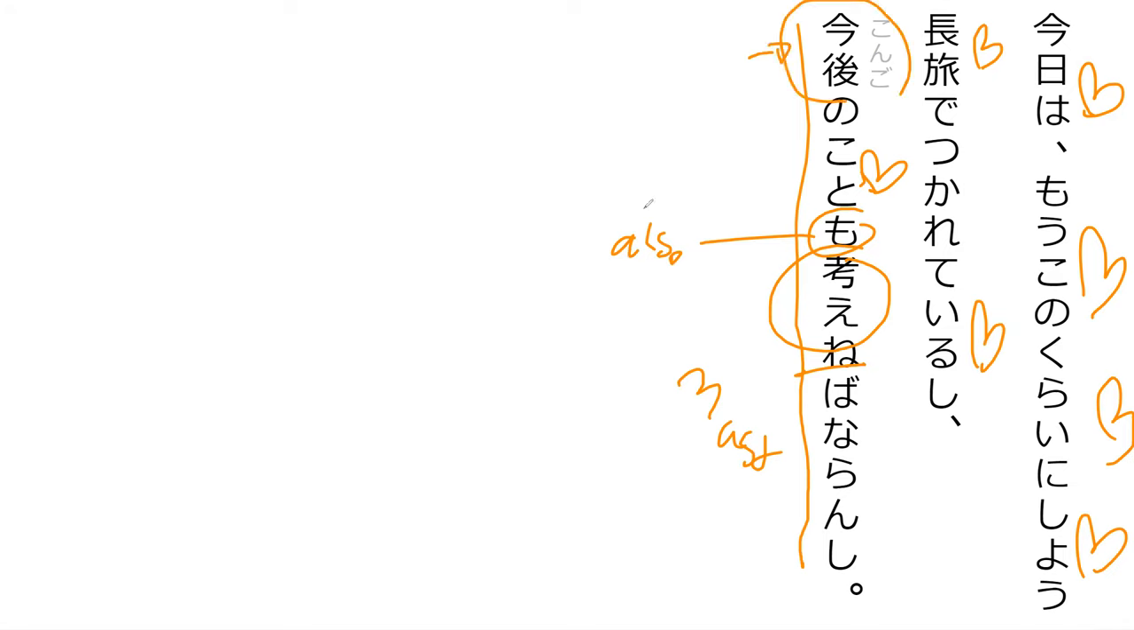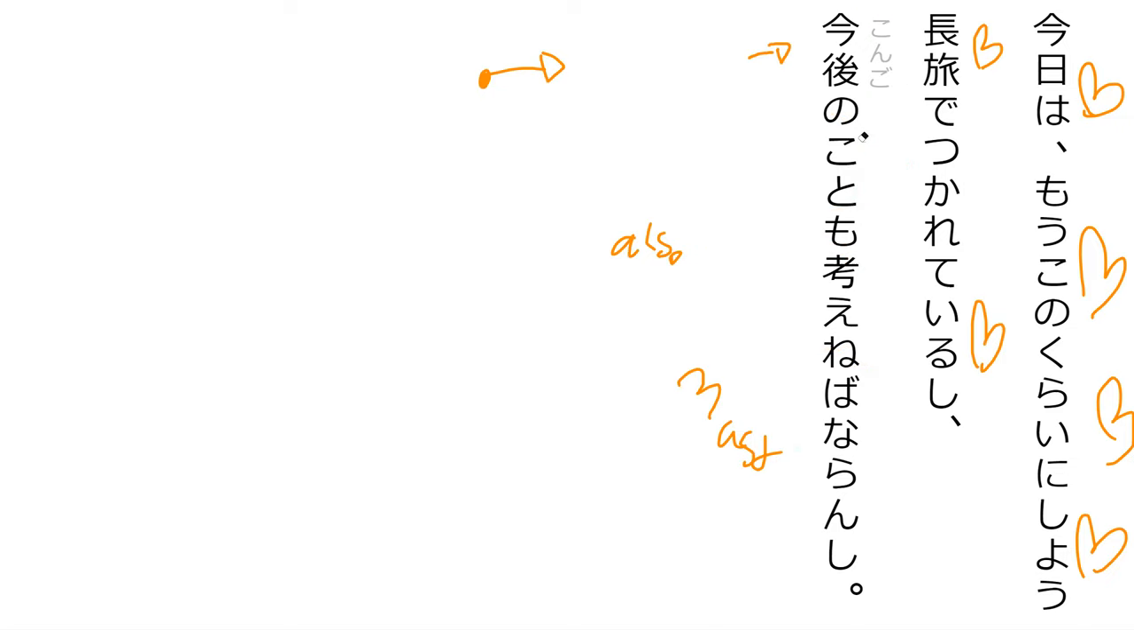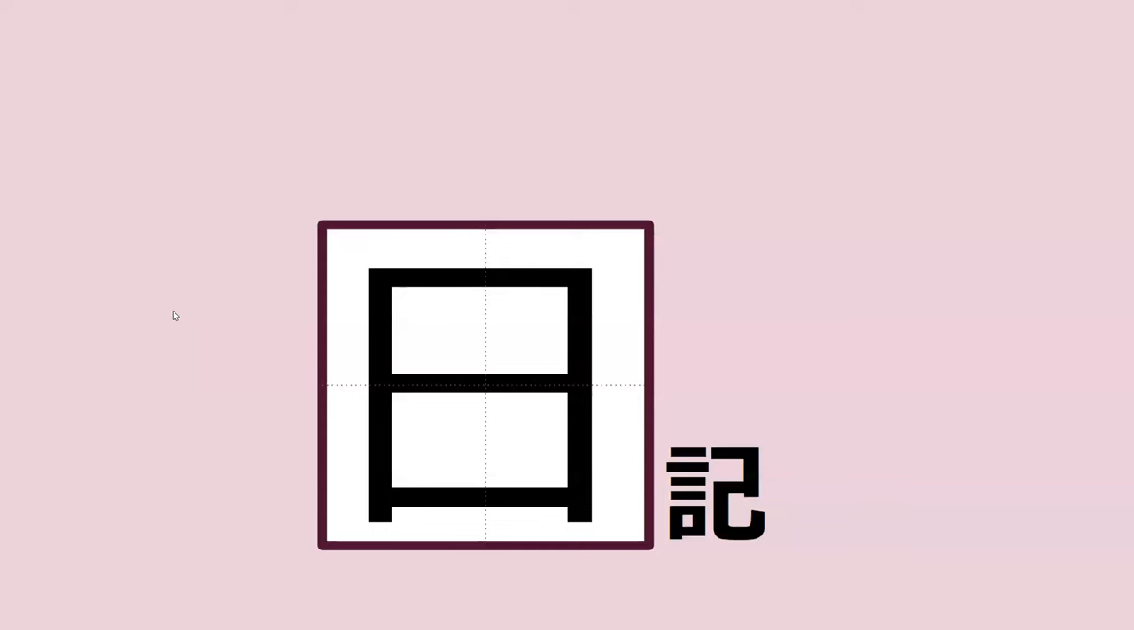And what does kongo mean? From now, the thing, what I need to do from now, I need to think about, I must. Yeah, I need to think about what will be happening from now on. Kongo no koto, so things from now on as well, I must think about. So I must ponder on the things from here on out. So this is how he's ending his diary, basically. So this right here is diary in Japanese. Nikki, with a little glottal stop.